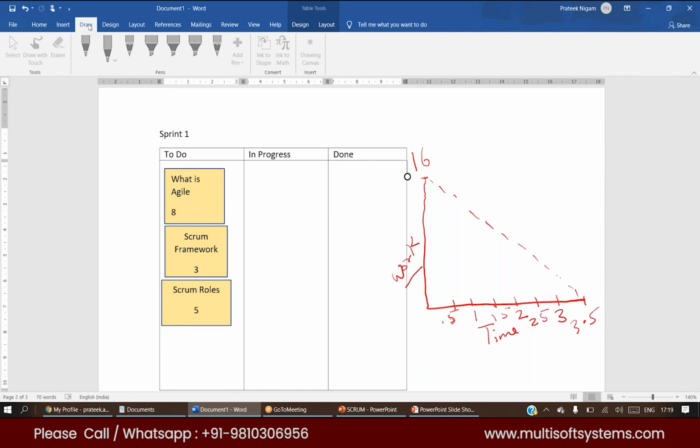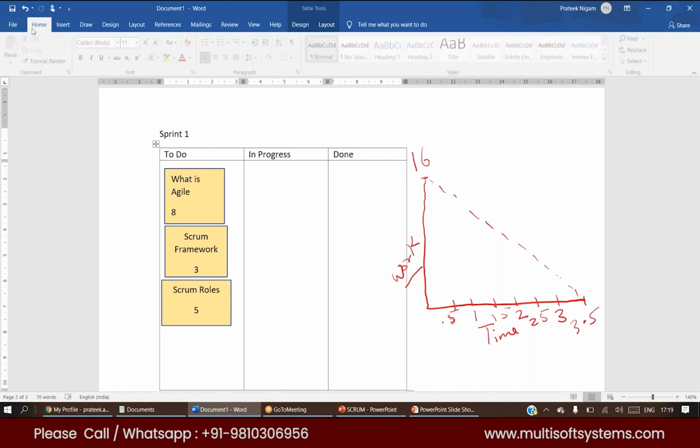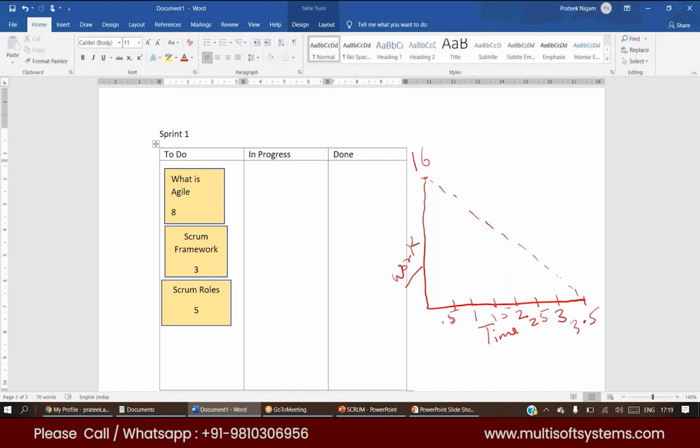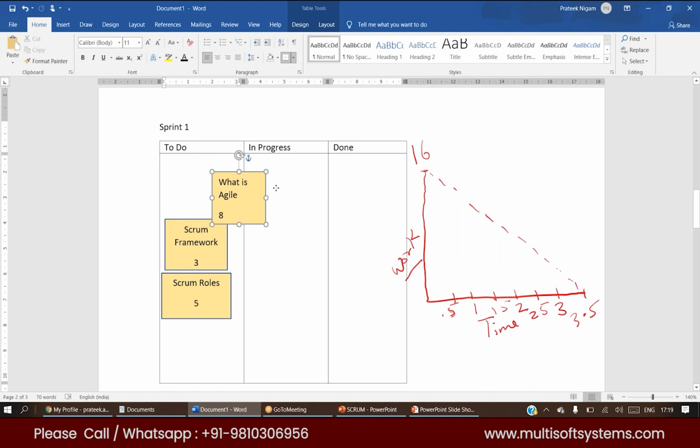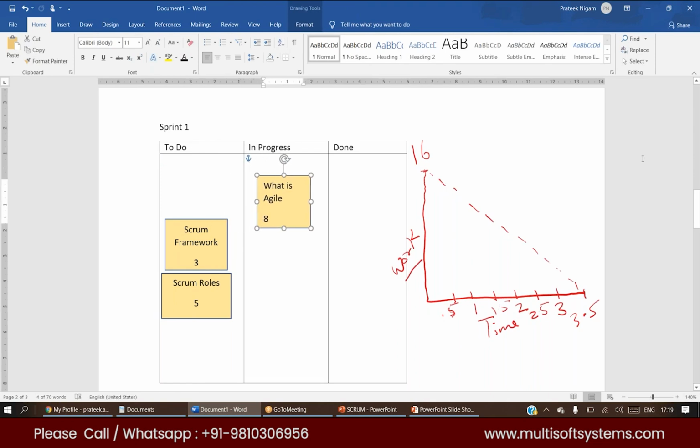Every day here we use the burn down to check: are we going in the right direction? Are we progressing in the right way so that we would be able to achieve our goal by the end of the sprint or not? So this is what we want to measure. All right. So now our first story will go to in progress, and we are going to learn what is agile.